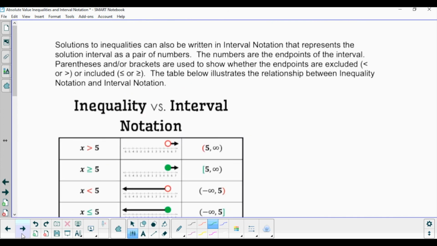This is not about absolute value inequalities specifically, but any inequality can have a solution written as an interval instead of with x and a greater than. It can represent the solution as a pair of numbers. The numbers are the endpoints of the interval. Parentheses or brackets are used to show whether the endpoints are included or excluded. Excluded is like less than or greater than. Included is less than or equal to, greater than or equal to. So the table below shows the relationship between inequality notation and interval notation.